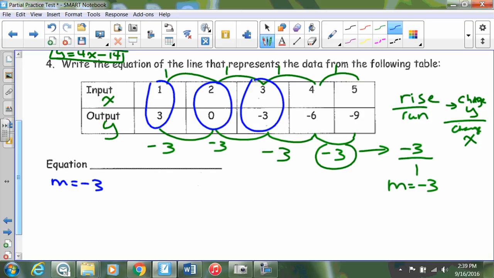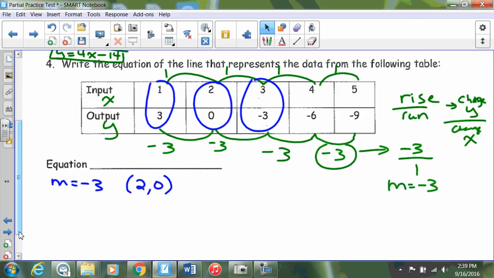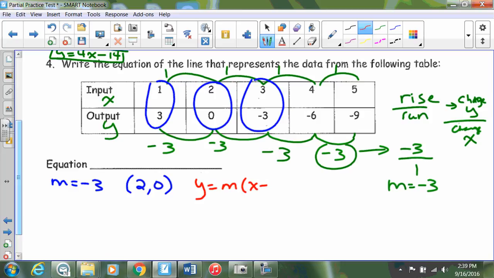We try not to pick the points with negatives because why not? If we could pick an easy point, pick an easy point. So we can go ahead and pick 1, 3, or we could pick 2, 0. Why don't we pick 2, 0 and see what happens when we do have a 0? So once again, because we have a point and a slope, we're going to use a long formula, which is the point slope formula. So we're going to rewrite it.